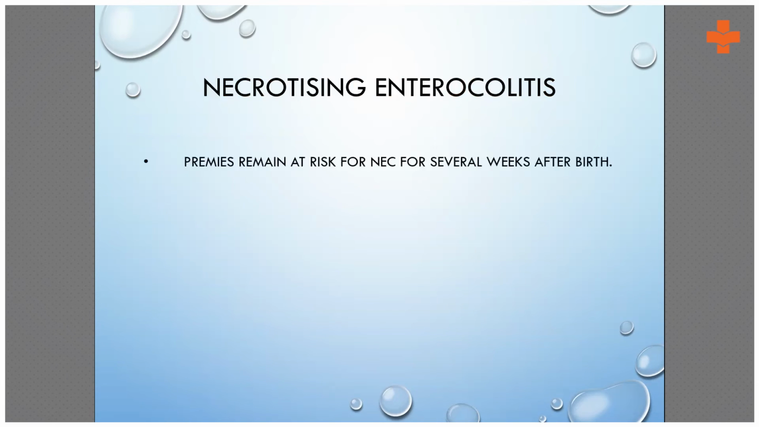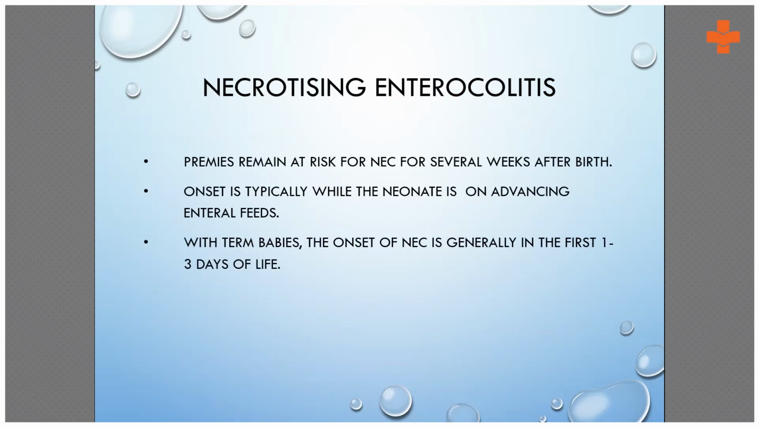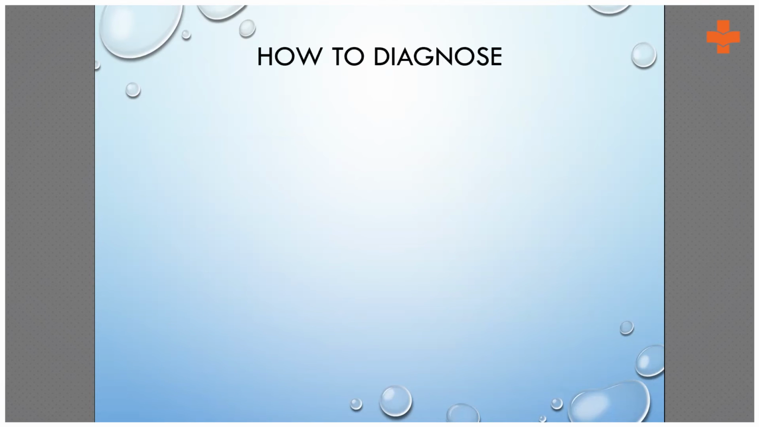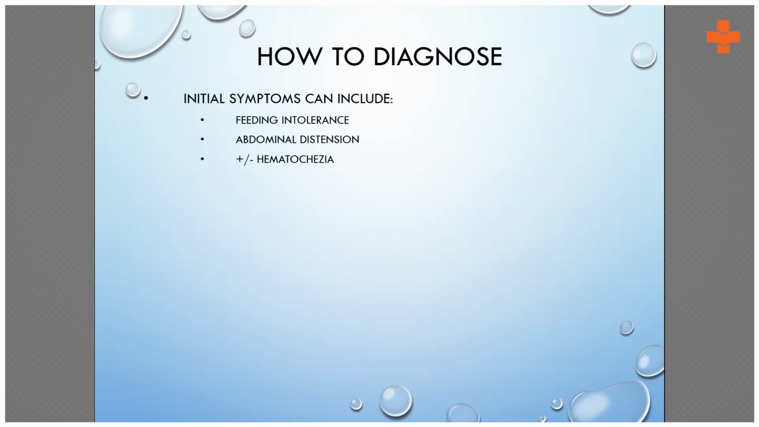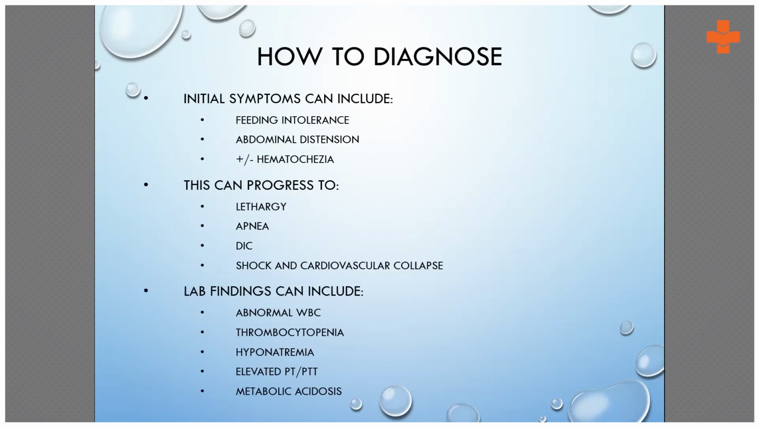NEC, I'll go fast, mostly preemies, like I told you, with advancing enteral feeds. When the baby is on enteral feeds, they land up with NEC. And now, how to diagnose: feeding intolerance, abdominal distension, hematochezia. The baby will suddenly go into signs of sepsis. Normally, NEC and sepsis mimic each other very well. So lethargy, apnea, bradycardia, shock, and cardiovascular collapse will be there. So you have to be very cautious about these things.